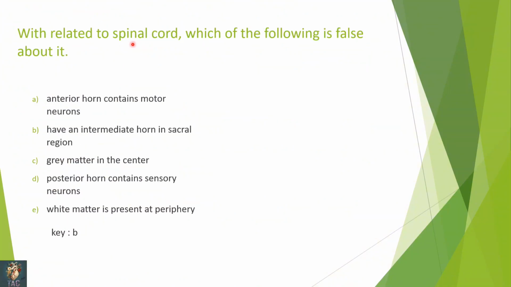Next MCQ is related to the spinal cord. Which of the following is false about it? Anterior horn contains motor neurons. No, this is true. Then, they have an intermediate horn in the sacral region. Please remember that the thoracolumbar region is basically related to the autonomic nervous system, which has the lateral columns. So it is a lateral horn or intermediate horn. The intermediate horn is usually present in the thoracolumbar region, not in the sacral region. This one is the false option. Gray matter is present in the center, yes. Posterior horns contain sensory neurons, and white matter is present at the periphery. So B option is correct.